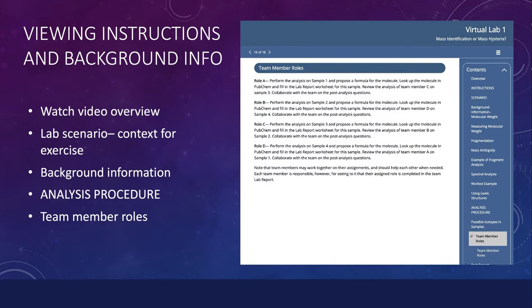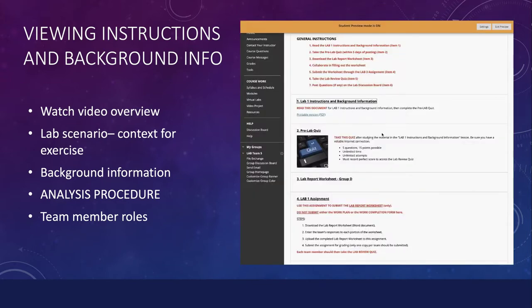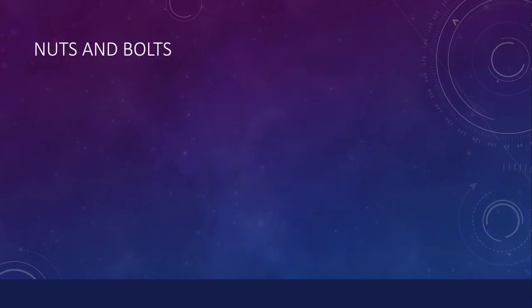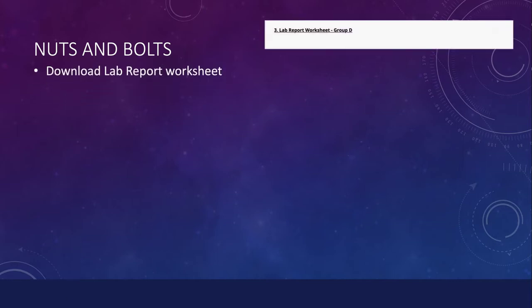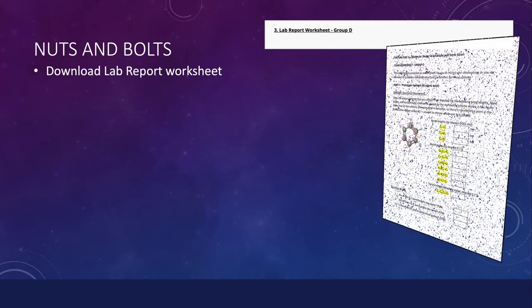Once you are familiar with the assignment, you should take the pre-lab quiz, which is the second item in the lab folder. You will need to achieve a perfect score of 15 in order to gain access to the lab review quiz that follows your team's submission of the lab report. Essentially, this works the same way as the lesson quizzes, and you can attempt this quiz as many times as necessary. The third item in the folder is a downloadable Word file containing your lab report worksheet and the data that you will be analyzing in this exercise.